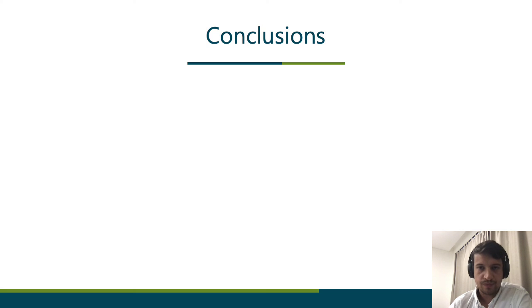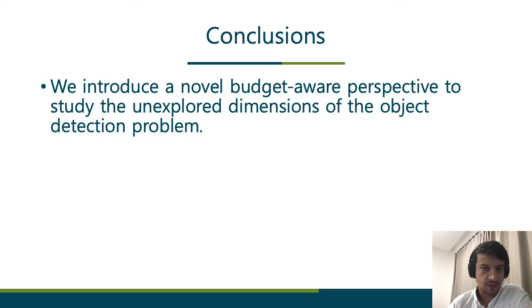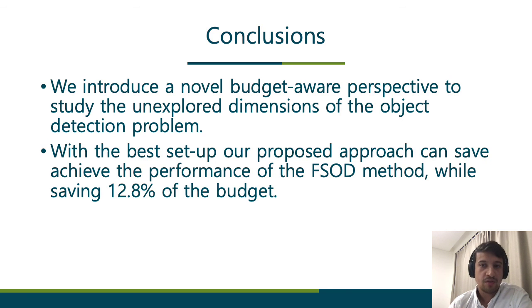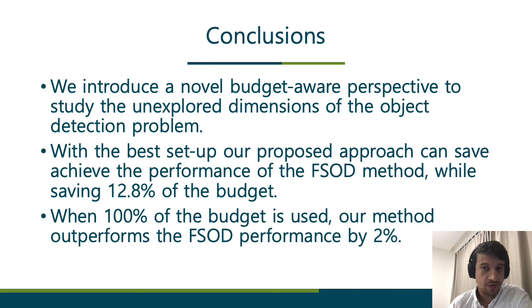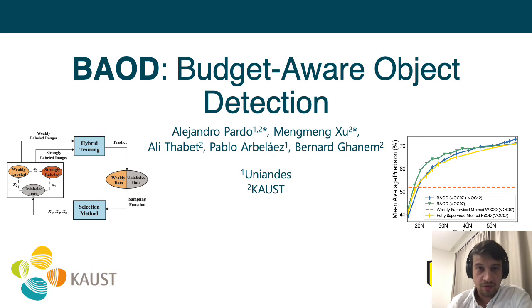To conclude, we propose to study object detection from the annotation budget perspective. By doing this, we achieve the same base model performance while saving 13% of the annotation budget. And even better, when using 100% of the budget, we improve the performance by 2% just by picking how and what to annotate. Thank you everyone. This was BAOD, Budget Aware Object Detection.